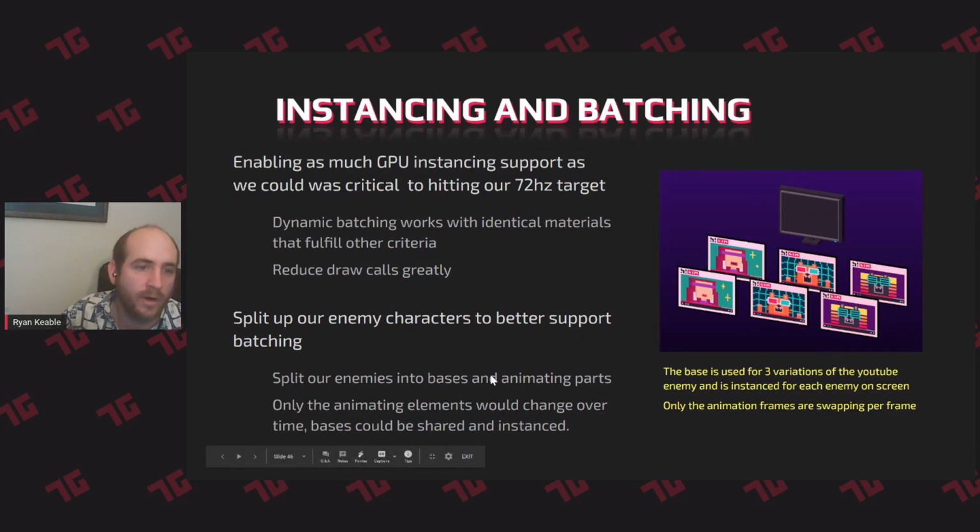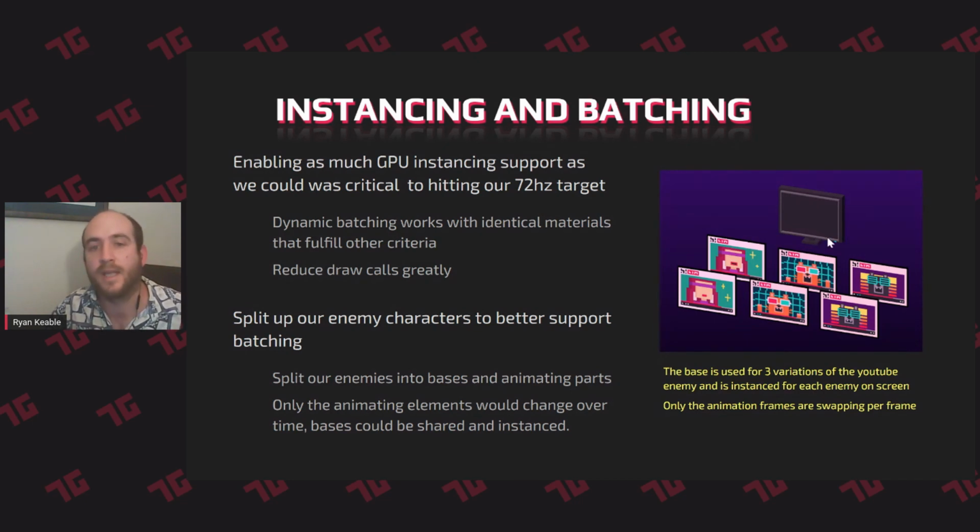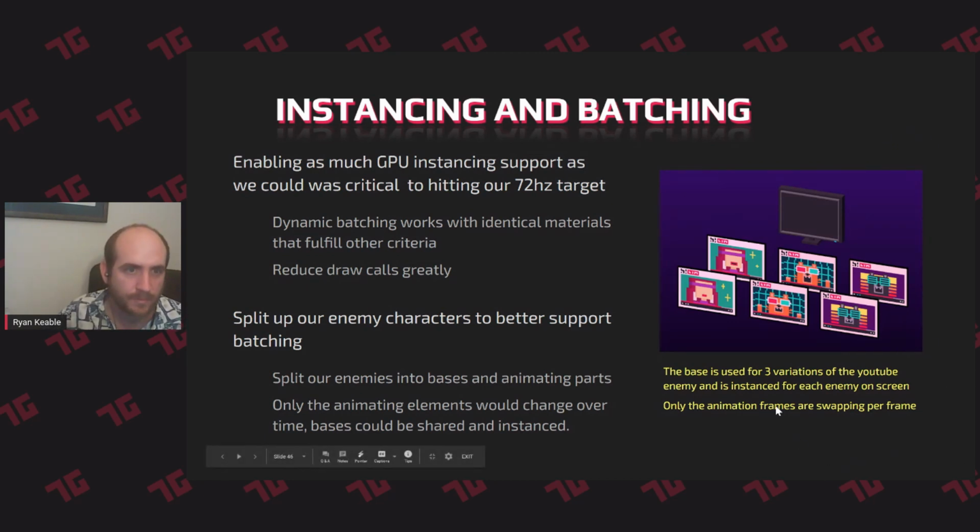So in this way, we're only ever animating the elements that would change over time and over frames. So these meshes are the only ones that are swapping. But this base here for our YouTube enemies stayed in the buffer constantly while these enemies were on screen, rather than swapping, and could be instanced effectively for each of the 3 variations of this enemy. So each pair of screens here is one enemy, and our background monitor would instance effectively for all 3 variations of our enemy on screen at once.